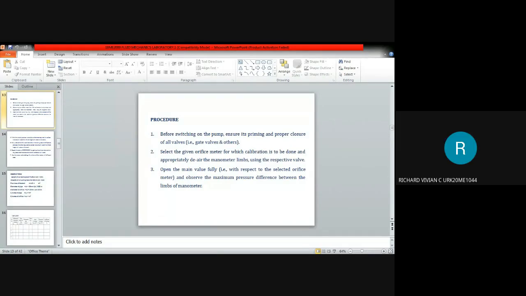Okay, sir. Now we can see only the procedure slide, sir. After that, we came here, sir. So this is the procedure before the slide. So now you can see in my laptop it's moving one by one.